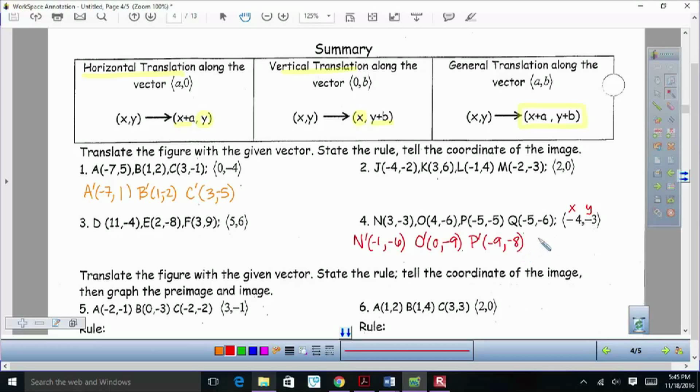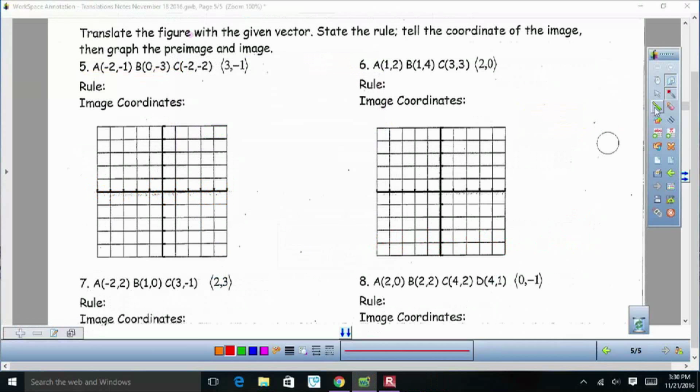And last we have Q prime. So again, -5 minus -4 is a -9. -6 minus -3 is also a -9. Now, I want you to try number 3. The next example I want to look at is number 5.